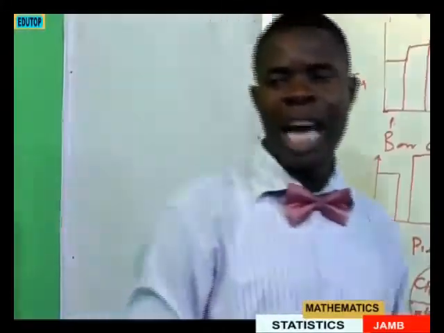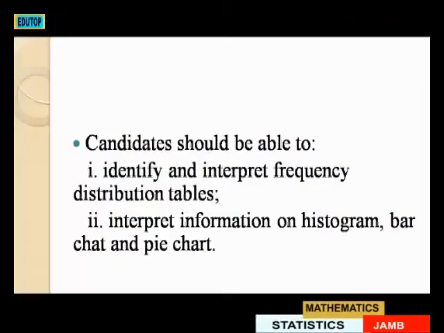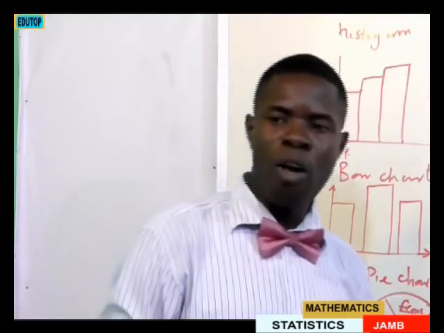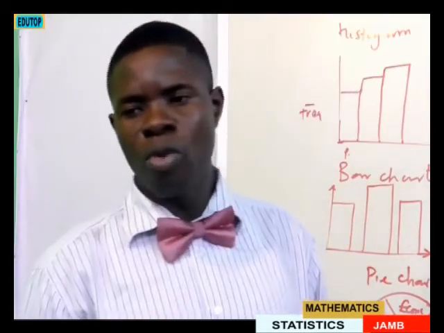Then we move on. Candidates should be able to identify and interpret frequency distribution tables. Also, interpret information on histogram, bar chart, and pie chart. Then the second one now is measures of location.